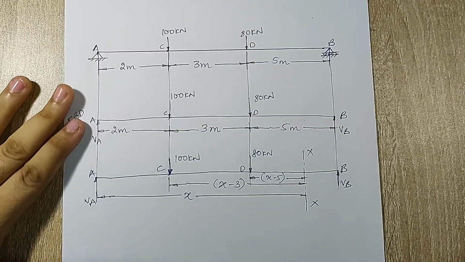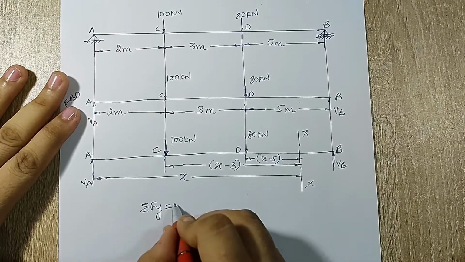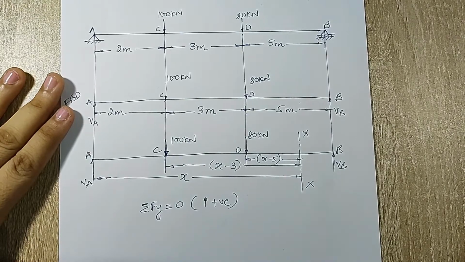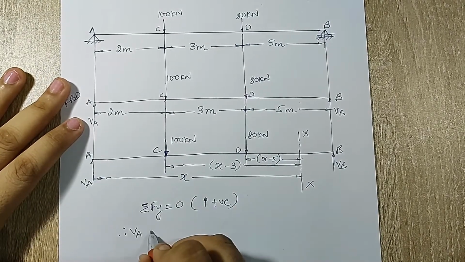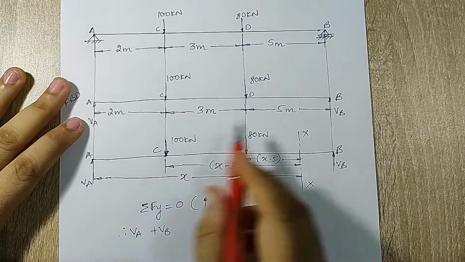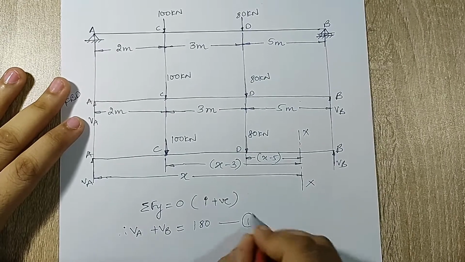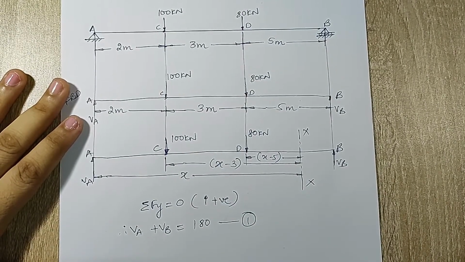Now I will start with condition of equilibrium like in the previous two numericals. Summation of force in y direction is 0. Any force going upward will be considered positive. From the FBD I can see VA is going upward, VB is also going upward. I have 180 going downward, so obviously they will be on the other end. I'll mark this as equation 1. Now this is very self-explanatory, so I'm not writing everything.